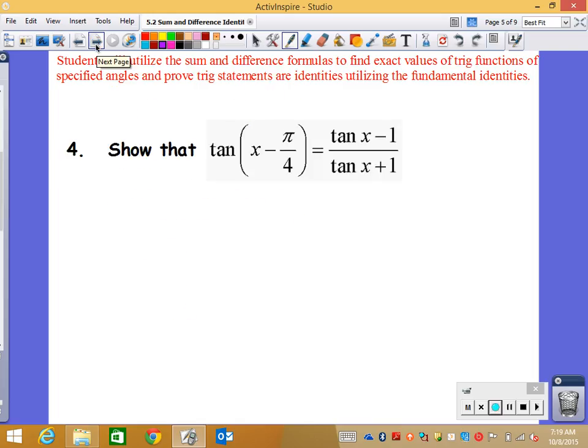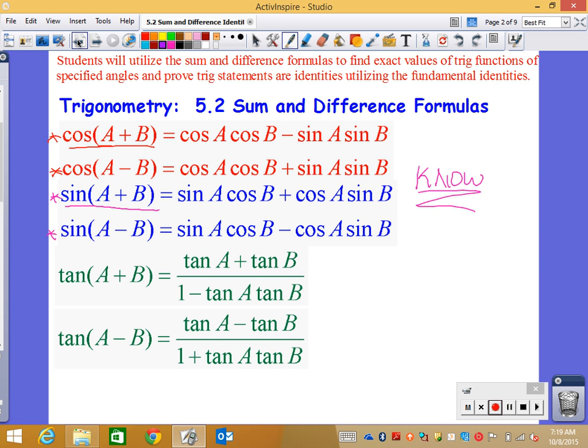I want to show that the tangent of x minus pi over 4 is equal to tangent x minus 1 over tangent x plus 1. Again, draw my vertical line. Now, we want to come back to my tangent formulas. We haven't talked about these yet. I have two of them, an addition and a subtraction. Now, I had the addition one on my slide, my problem that I'm doing, so I'm going to use this first one here. That's the tangent of A plus B equals tangent A plus tangent B, all divided by 1 minus tangent A, don't say tan A, tangent A, tangent B.